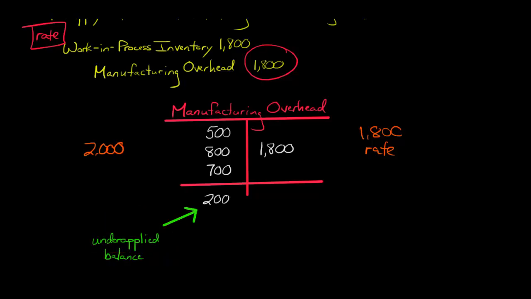You could easily have another example where you applied too much manufacturing overhead. And there are a couple ways we can deal with this. One is we can basically close out the under or overapplied balance by making a journal entry with cost of goods sold. And another way is we can prorate this among three different accounts: cost of goods sold, work in process inventory, and finished goods. We can prorate it among the three accounts. And we'll talk about those methods in the videos to come.